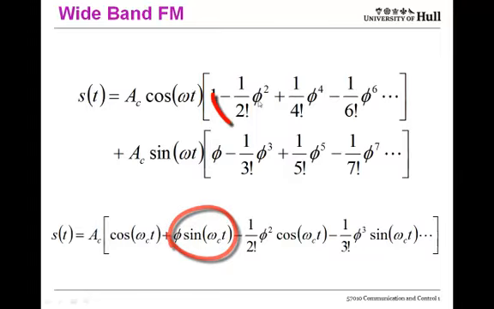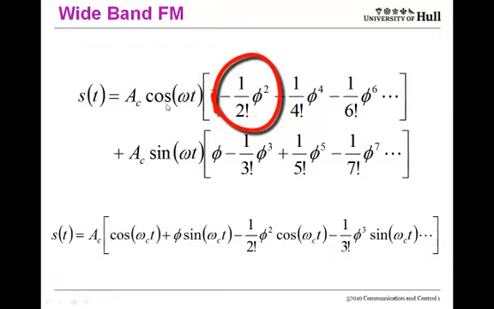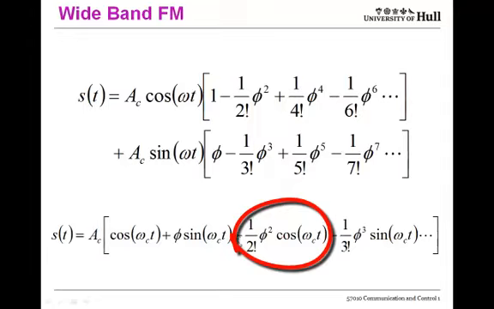The next highest power, phi squared, has a cos again, and the 1 upon 2 factorial. So here we are, phi squared cos, 1 upon 2 factorial. And you go on alternating between these two expressions, picking out the terms in phi cubed, phi to the power 4, etc. Now we have to work out what the spectrum looks like for this expression.